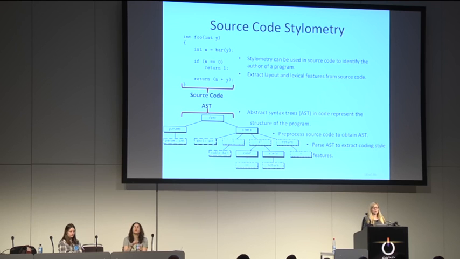For that, we use the fuzzy abstract syntax tree parser that was provided by our collaborator, Fabian Yamaguchi, who presented yesterday. Since it's a fuzzy parser, it can even handle incomplete pieces of code. Once we have the abstract syntax tree, we extract syntactic features such as the AST node types or node type term frequency inverse document frequency.